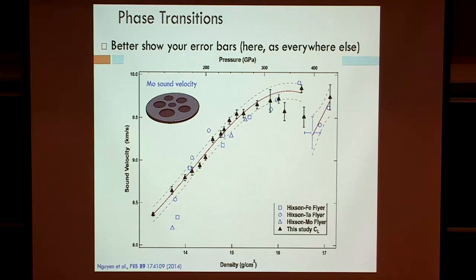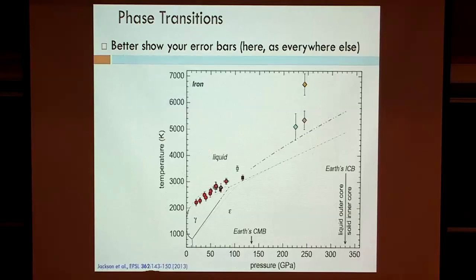It's probably not the best way to go about measuring shear wave velocities. Just kidding. But it's probably the only way to do it at terapascal pressure, if you wanted to know that.